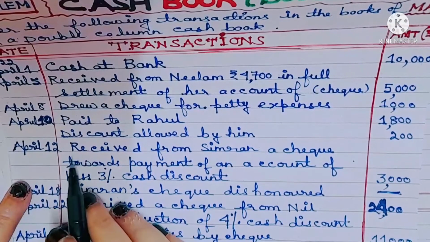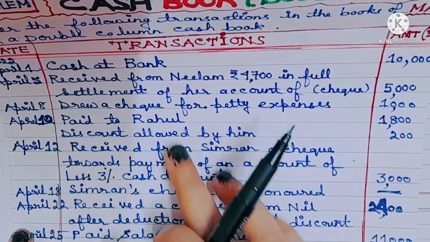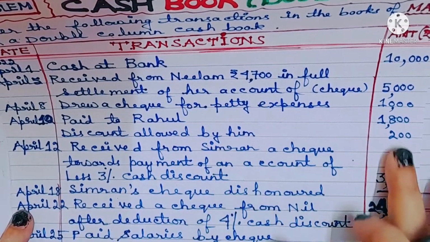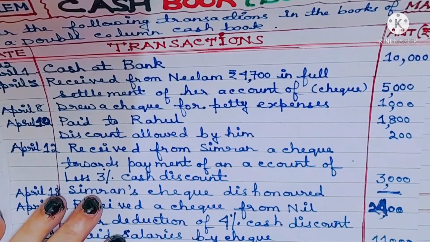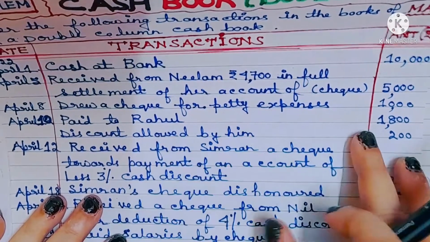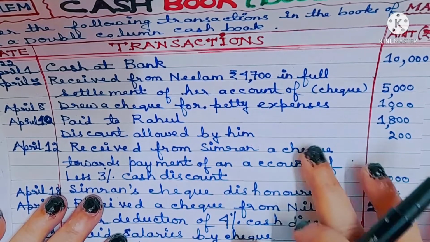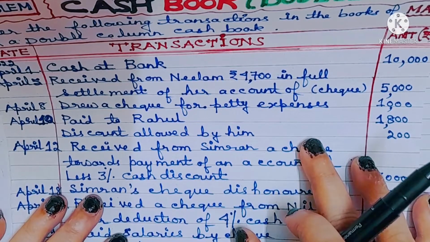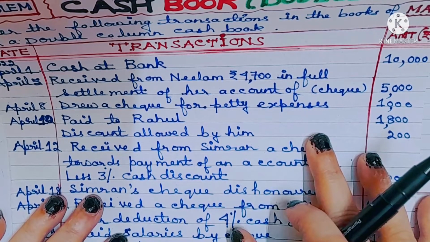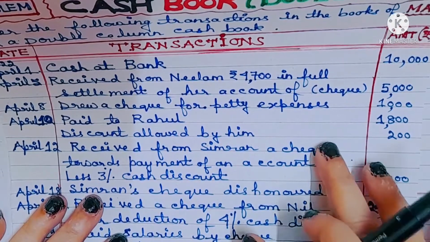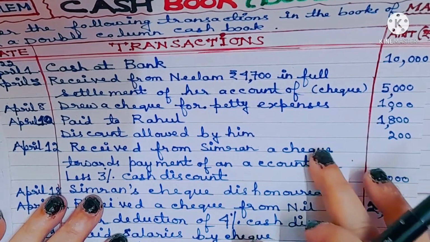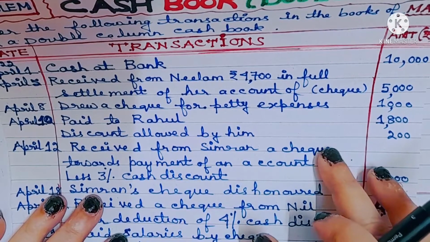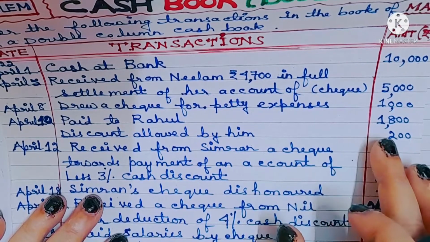The next transaction is on 10th April paid to Rahul 1,800, discount allowed by him 200. So Ma is paying Rahul 1,800 and discount allowed by him to Ma 200. So what will be the journal entry? The journal entry will be Rahul account debit because he is the receiver of check. So Rahul account debit 2,000 to bank account 1,800, discount received account 200.